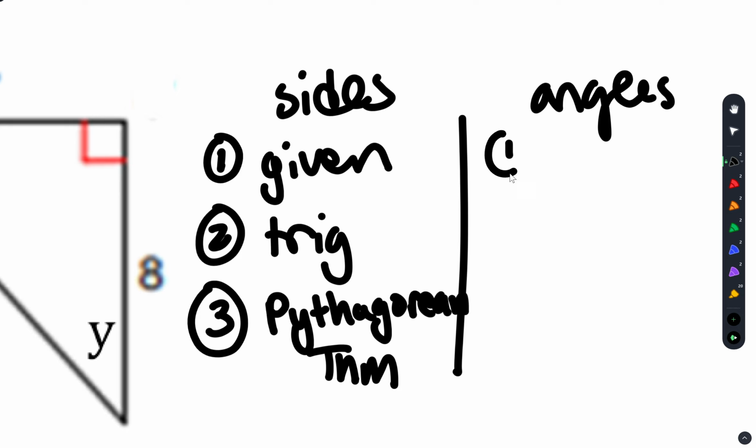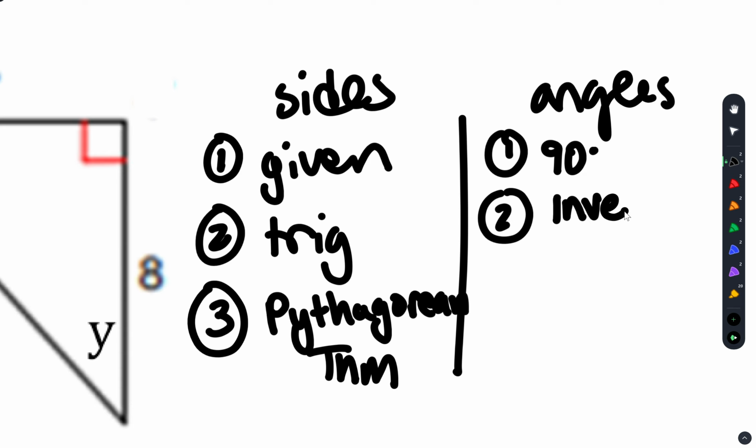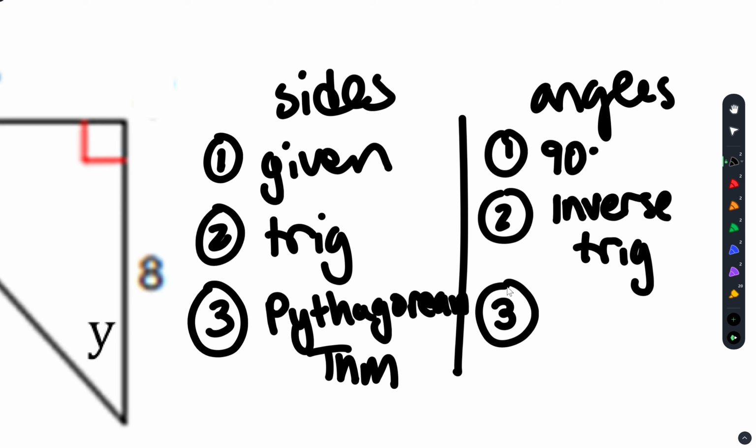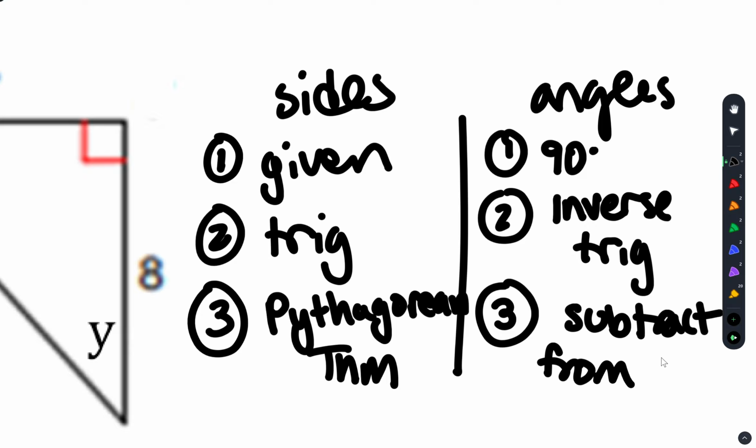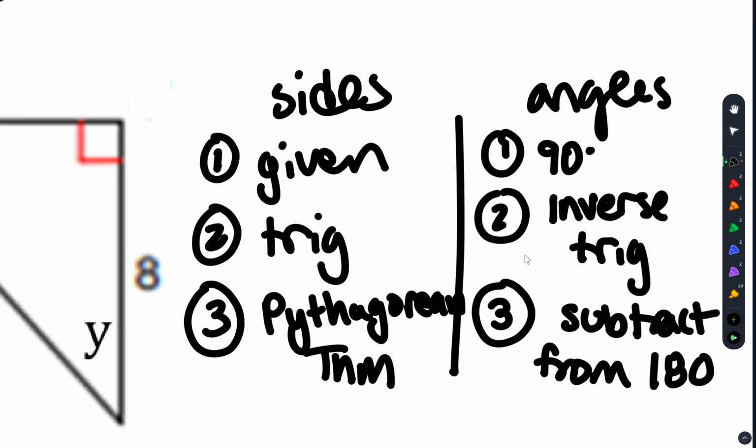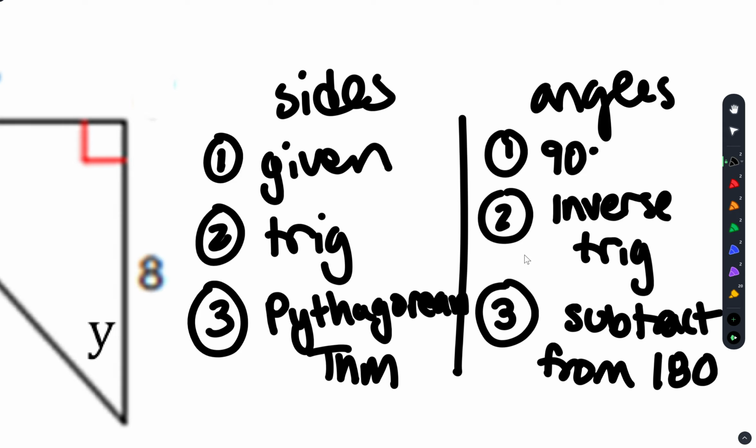Angles. That first angle is 90 degrees. The second angle, you will probably have to use inverse trig, unless it's given to you, in which case you're lucky. But once you have two angles, the third angle, you subtract from 180. And that's how we solve these triangles. That's your three-step method for sides and for angles. Any questions on that? I know, I just threw a lot at you.